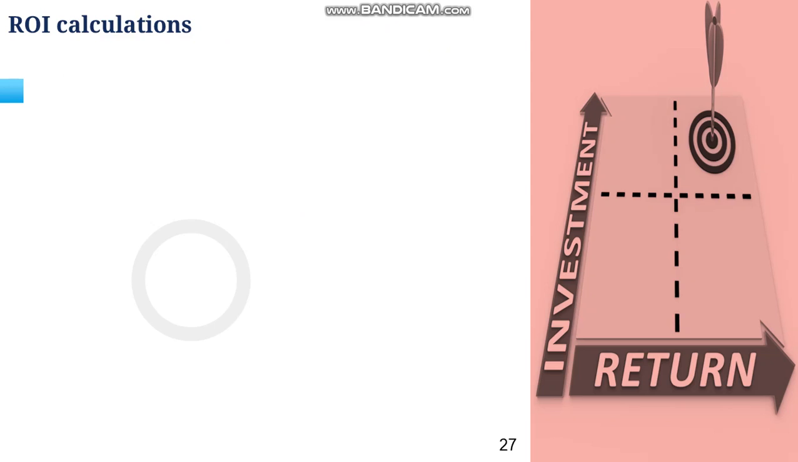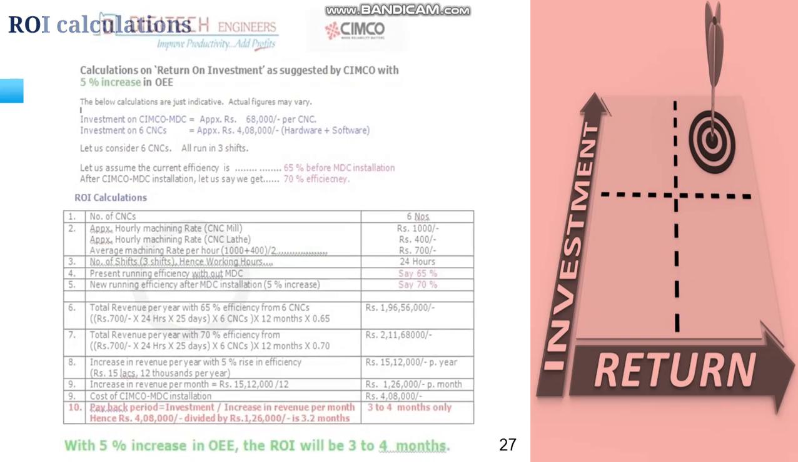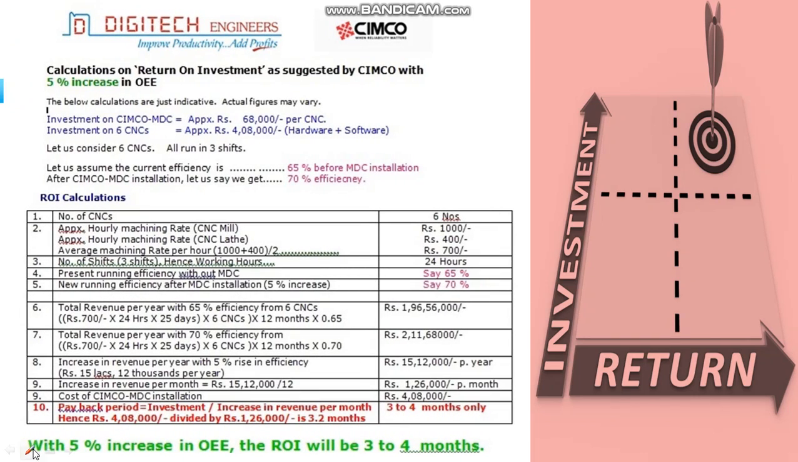This is about ROI calculation. This will vary actually from machine to machine, but the typical example shows that with even 5% increase in OEE, your ROI will be about 3 to 4 months.